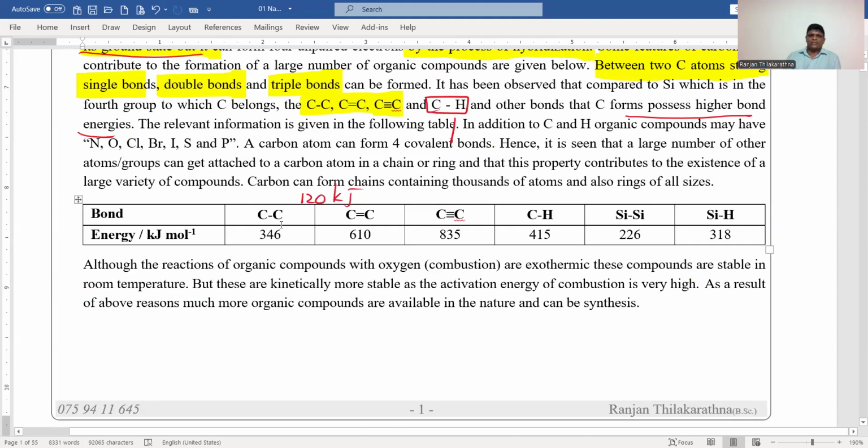So why does carbon form many compounds? Because carbon can form carbon-carbon single, carbon-carbon double, and carbon-carbon triple bonds, and the bonding enthalpies are considerably high. In addition to the carbon-carbon bond, carbon can form carbon-hydrogen, carbon-oxygen, carbon-nitrogen, carbon-sulfur, and bonds with many other elements. So carbon can form stable compounds, the bonds are very stable.